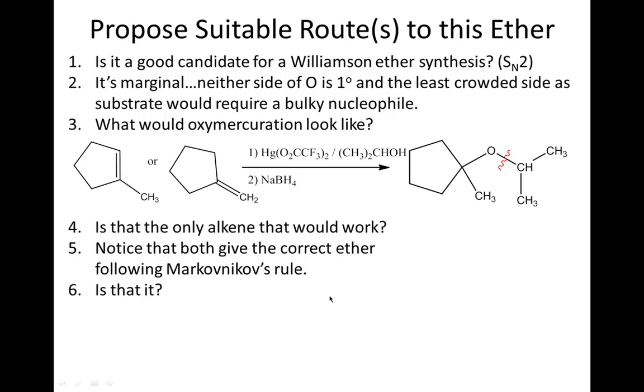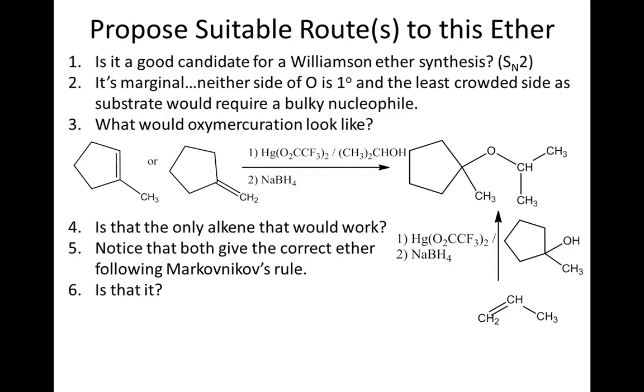Now, one could ask the question, is that our only option? And so then we could look at it from the other side. Well, what if we let this side, all of this, be the alcohol, and let this side be the alkene? So that's what I've got pictured here. So you again use the mercuric acetate with this alcohol.